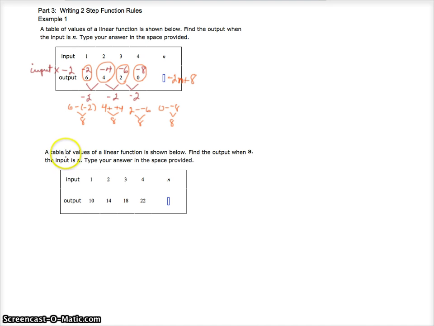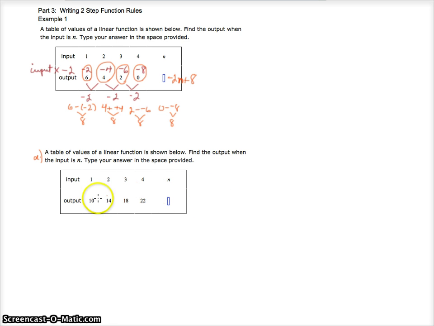In part B, we'll label this B because I didn't put a number with it. The table of values is featured below. Excuse me. Apparently, we're going to call this A. Find the value of the output when the input is n. Type your answer in the space below.